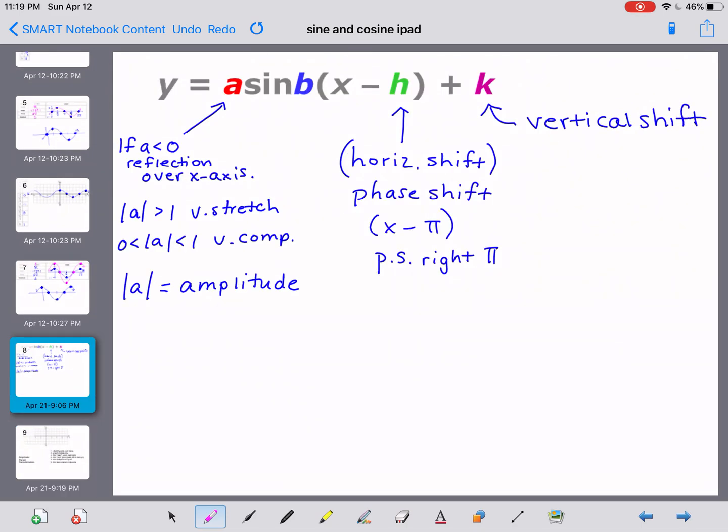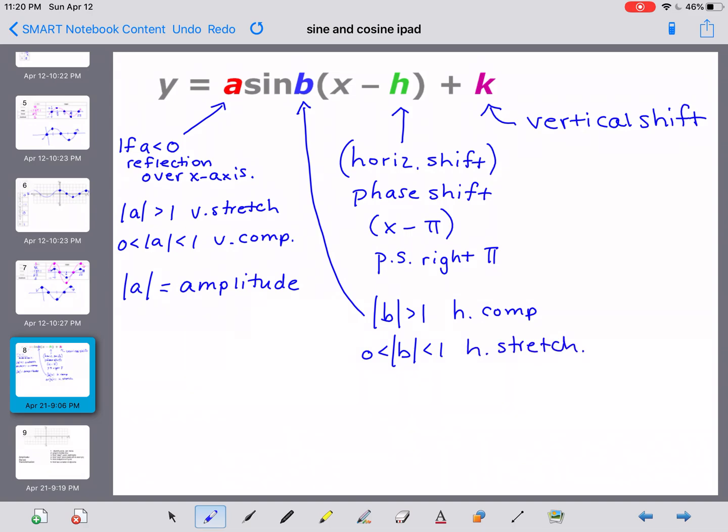Okay, and what did I miss? The b value. The b value is your horizontal stretch and compression. So again, it's opposite rules as the a. So if the b value is greater than 1, it's a horizontal compression. If the b value is between 0 and 1, it's a horizontal stretch. But the really important thing about b is that it tells you the period.